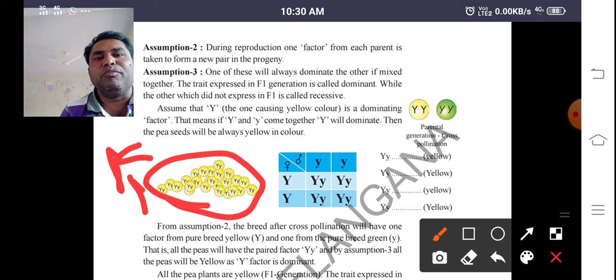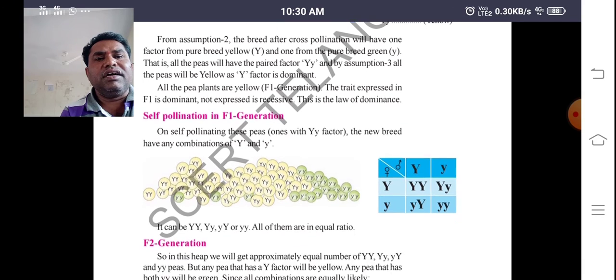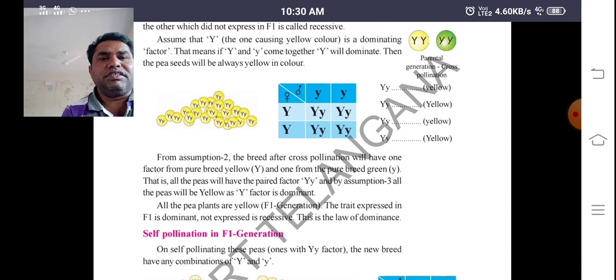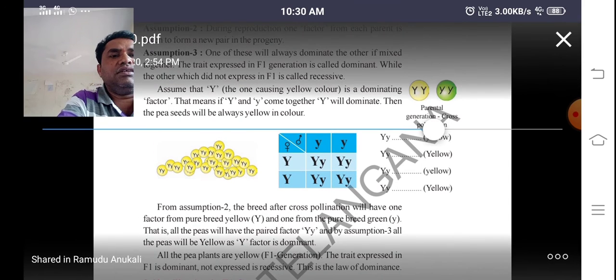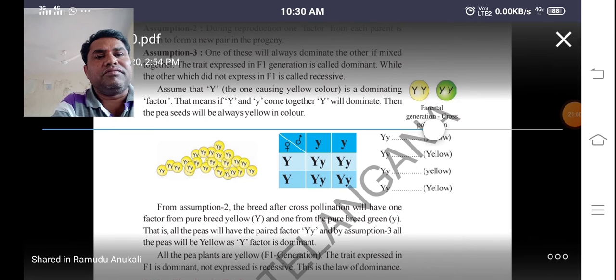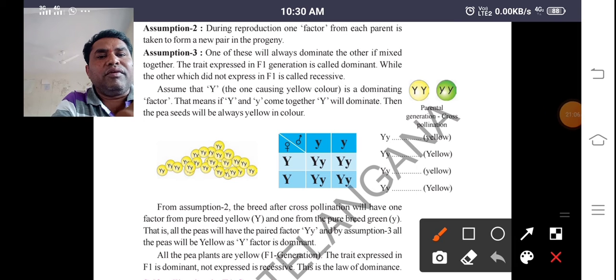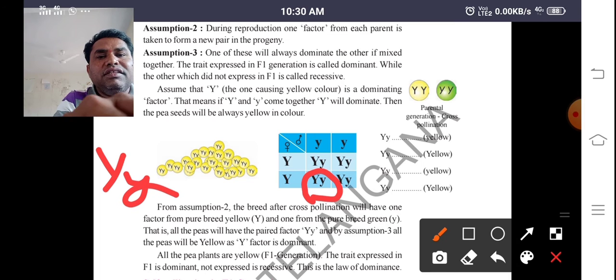So in the F1 generation of the monohybrid cross, we get all yellow colored shaded plants. Next, when you take the F2 generation, let us take one of the parents. Here we have taken capital Y and small y. This is the parent plant, this is the F1 generation. Now we are crossing capital Y and small y.